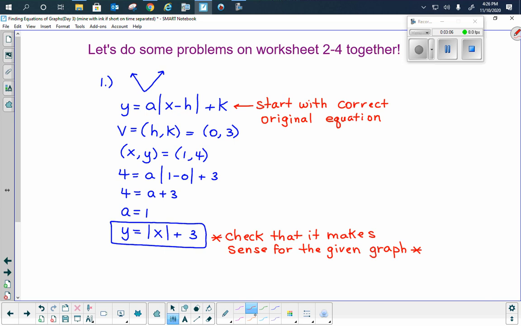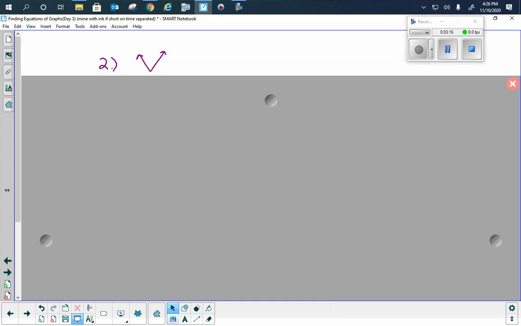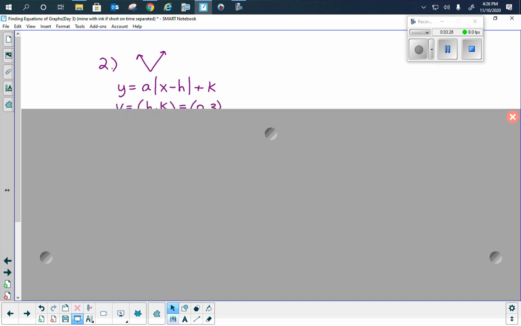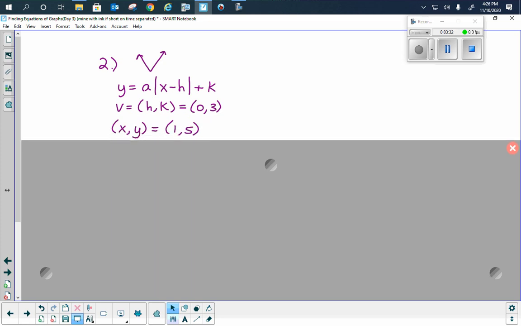Okay, let's try number 2. If you want to try 2 yourself and then join me, go for it. In number 2, the first thing I notice is it's an absolute value. I always want to see that original general equation from you. Show me that you've got it memorized correctly. Next, you should be finding your vertex, h, k, which is (0, 3), and another x and y, which was (1, 5).